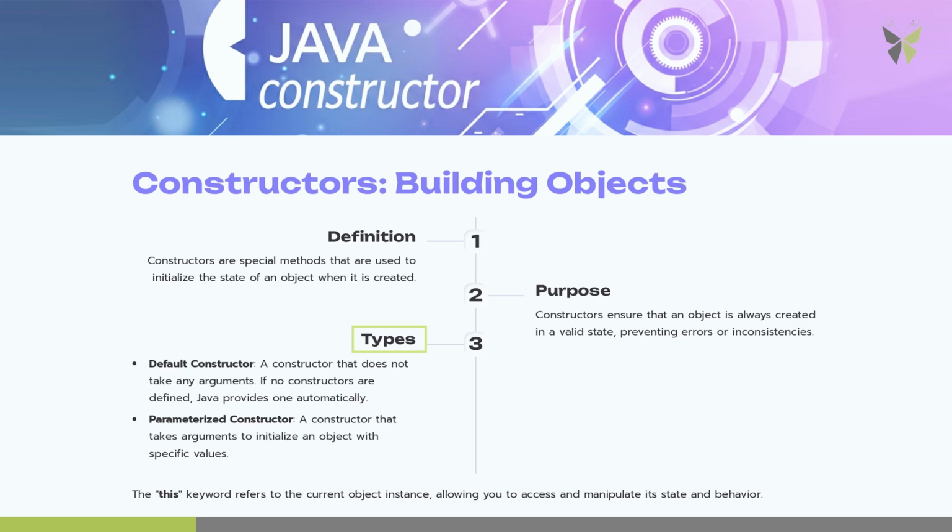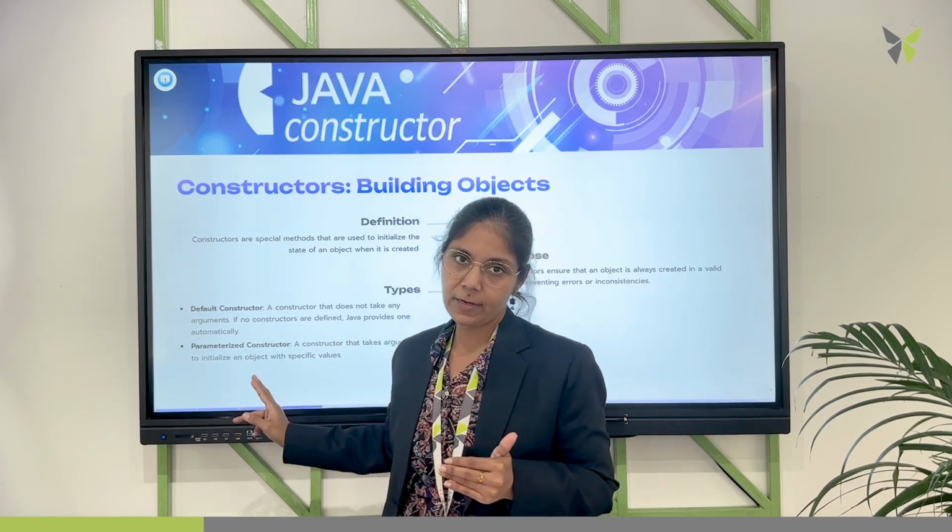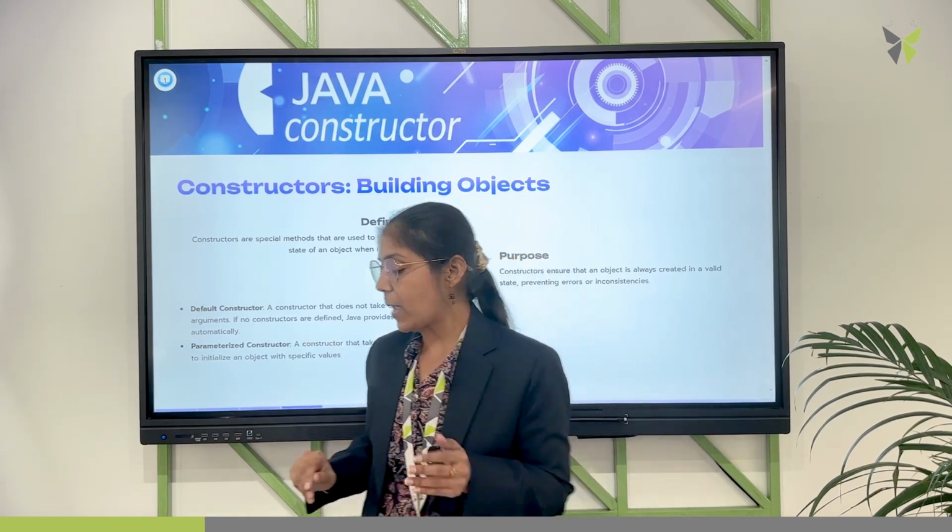But let's say I want to give some initialization code for my object. We can have two types of constructors. First is your zero argument constructor, which will become my default constructor by default. And second one is my parameterized constructor. So just to give you an example of how these two constructors work, let's move on to the next slide.